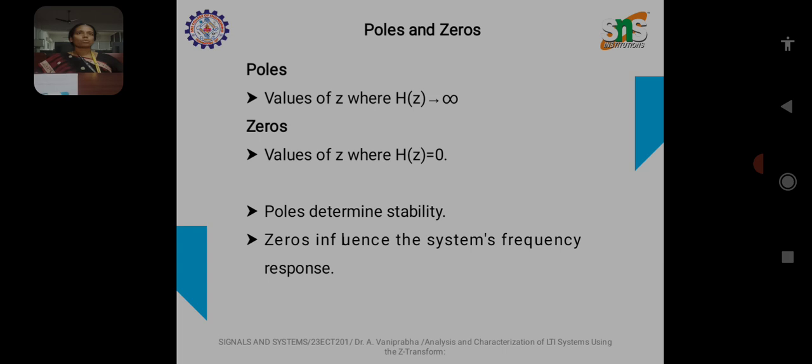Poles and zeros. Poles are the values of Z where the system function H of Z becomes infinite, and zeros are the values of the Z where H of Z or system function becomes 0. It is important to determine the stability of the given function, and the zeros influence the system's frequency response.